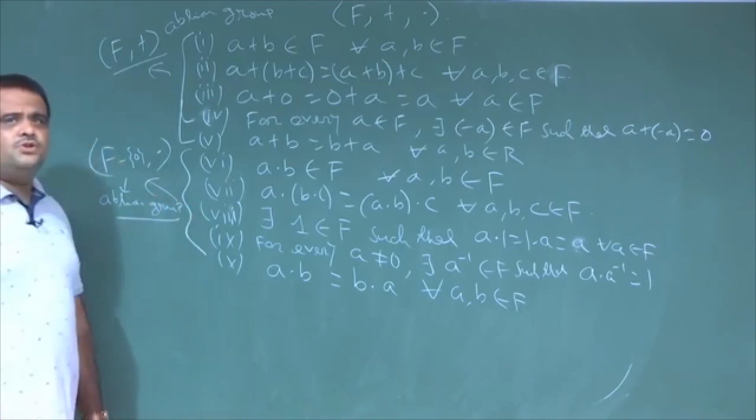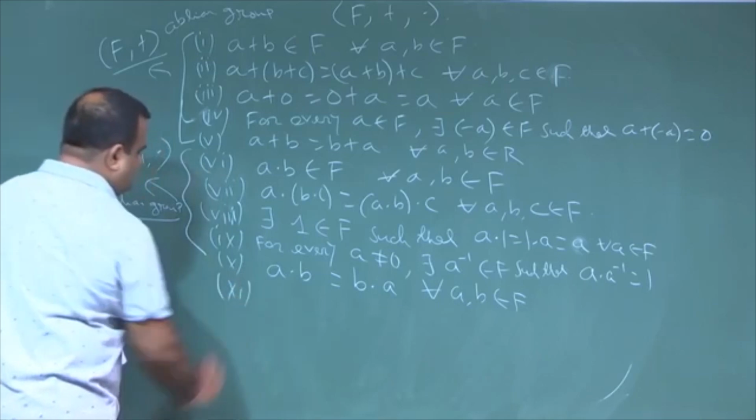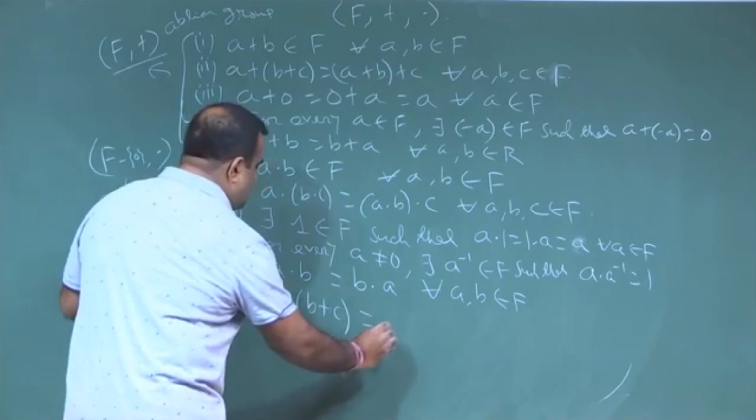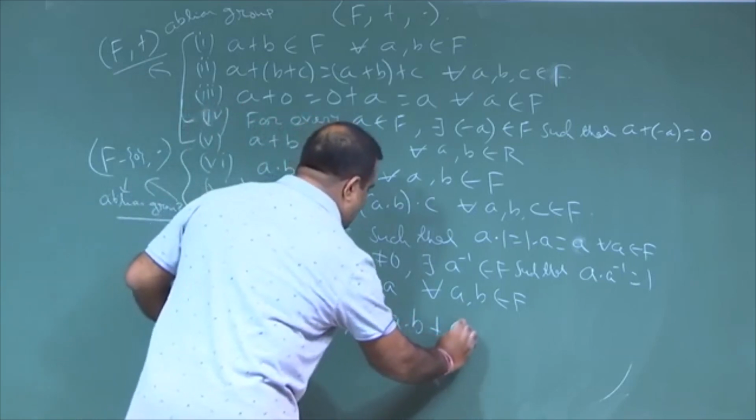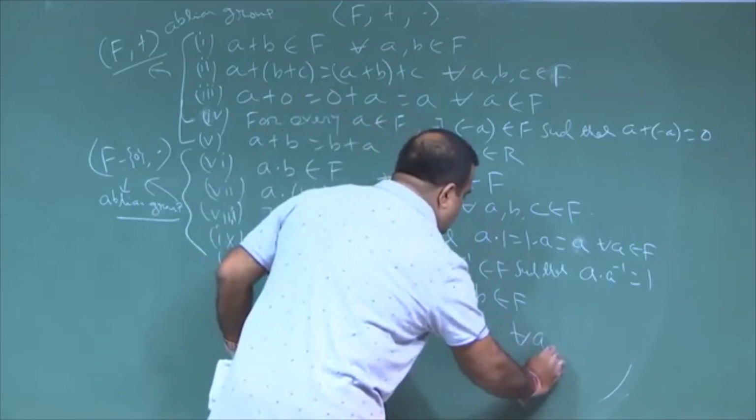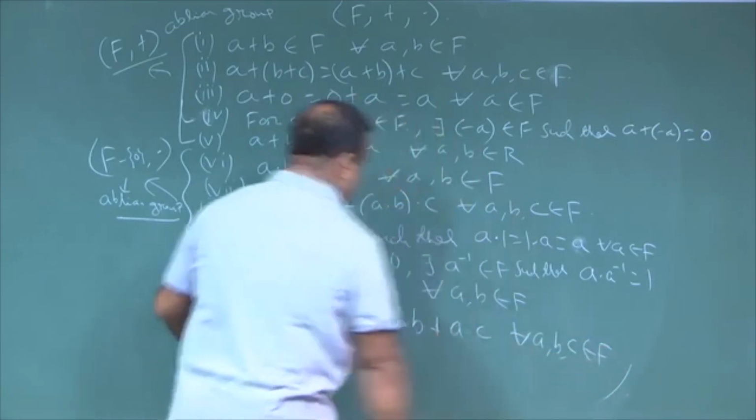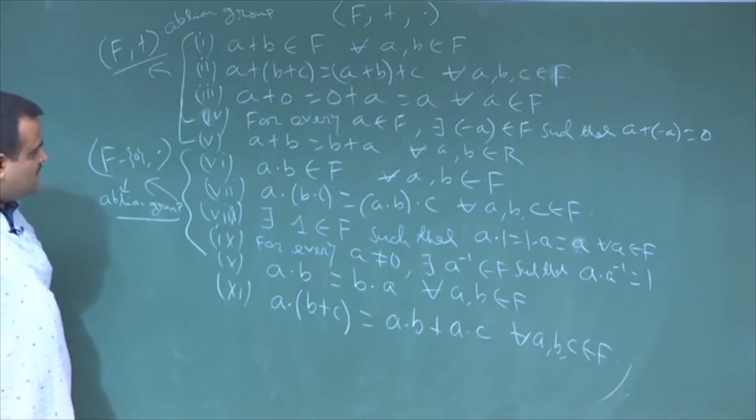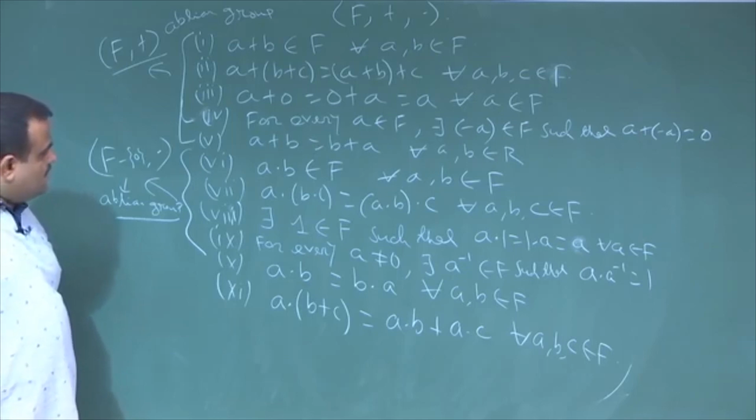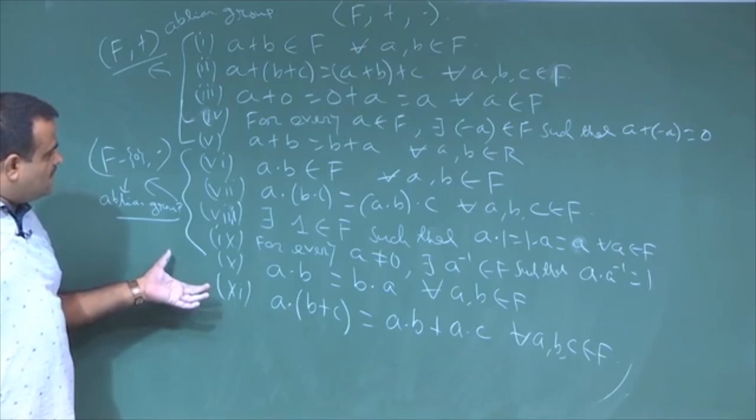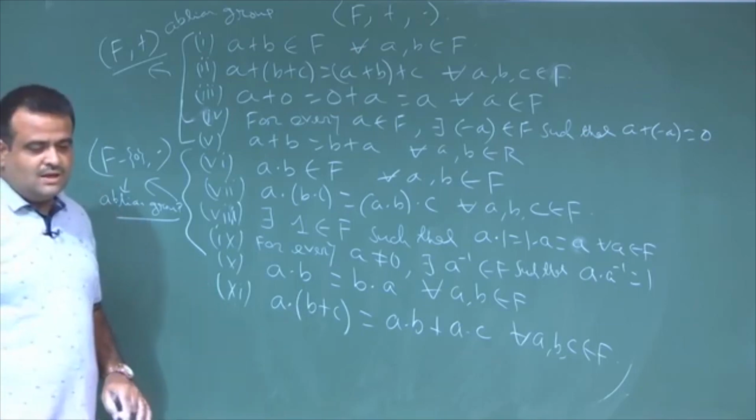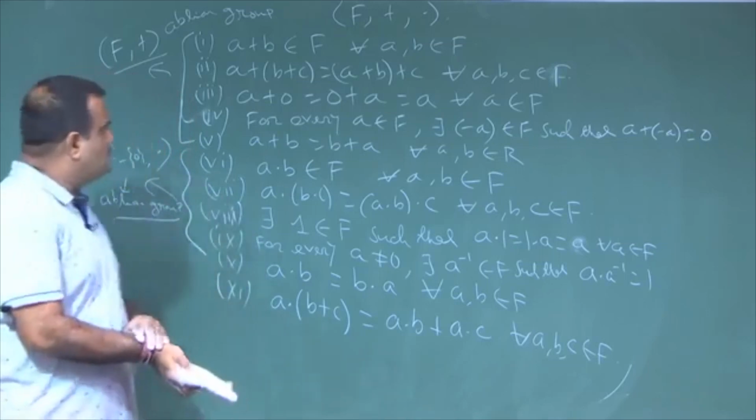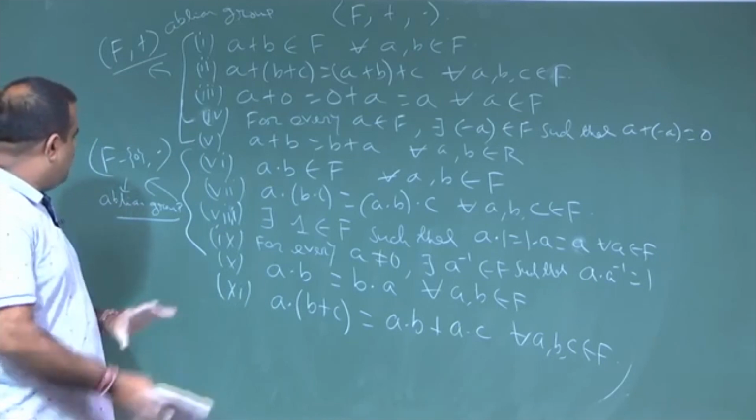And we have the distributive property. So, a · (b + c) is equal to a · b + a · c. This is true for all a, b, c. Here it is commutative. So, right distributive and left distributive are basically the same. So, these are all the properties we should have in order to get the field.